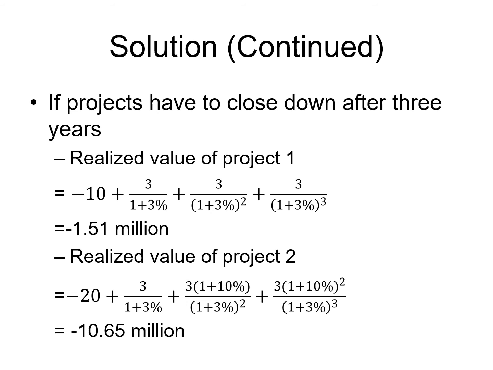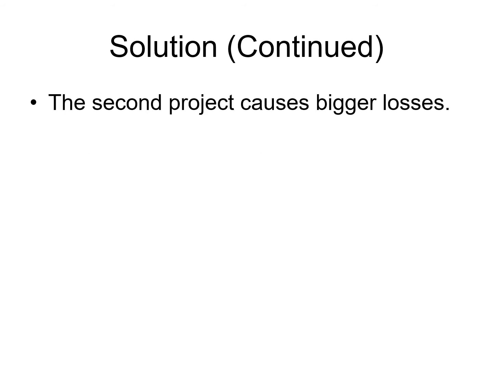The realized value of the second project is -20, which is the initial cash flow, plus 3 years cash flow. So it is -10.65 million. This is very high. From the above calculation, the second project causes much bigger losses.